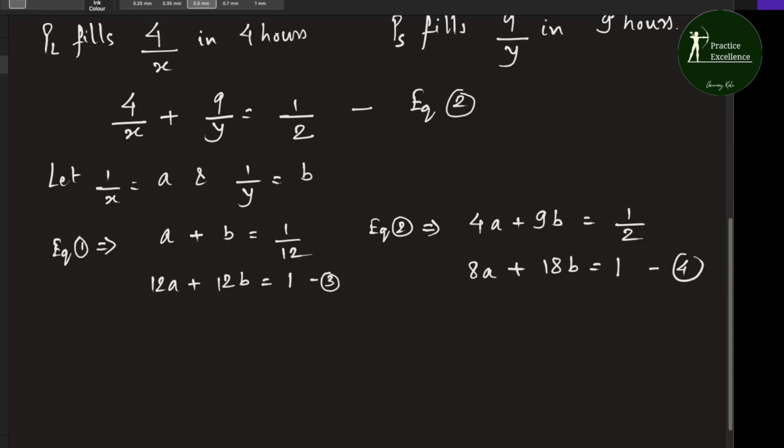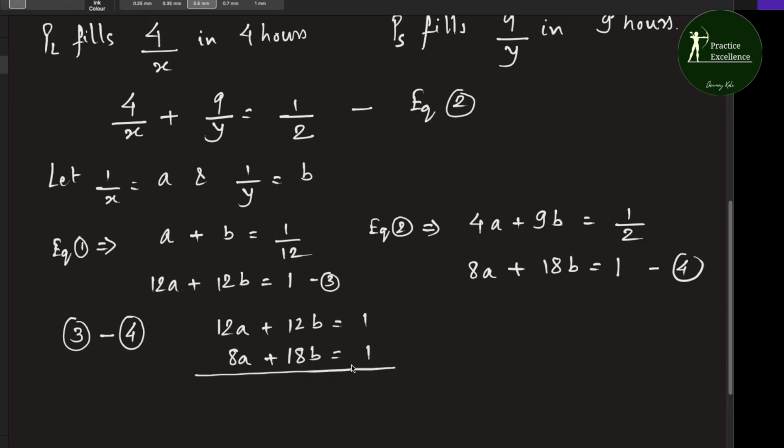So let me say, okay, what can I do? So both have 1 and 1 on this end. Let me subtract. I will do, let's say, 3 minus 4. Okay, so subtracting. So which is what? 12a plus 12b equals 1. 8a plus 18b also equals 1. And I'm going to subtract. So when you subtract two equations like this, the sign is going to change.